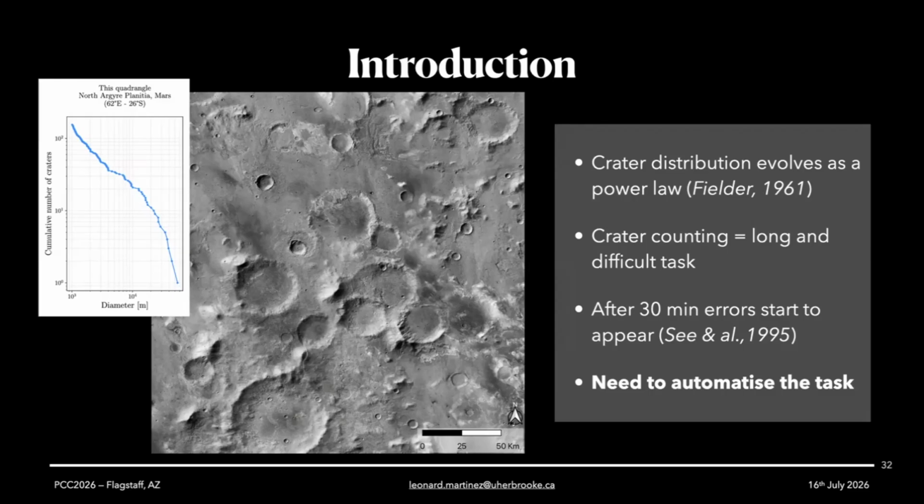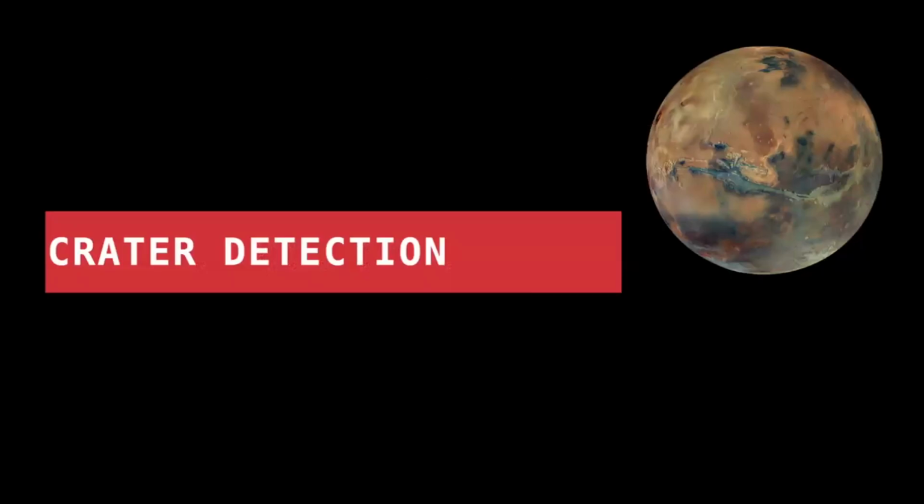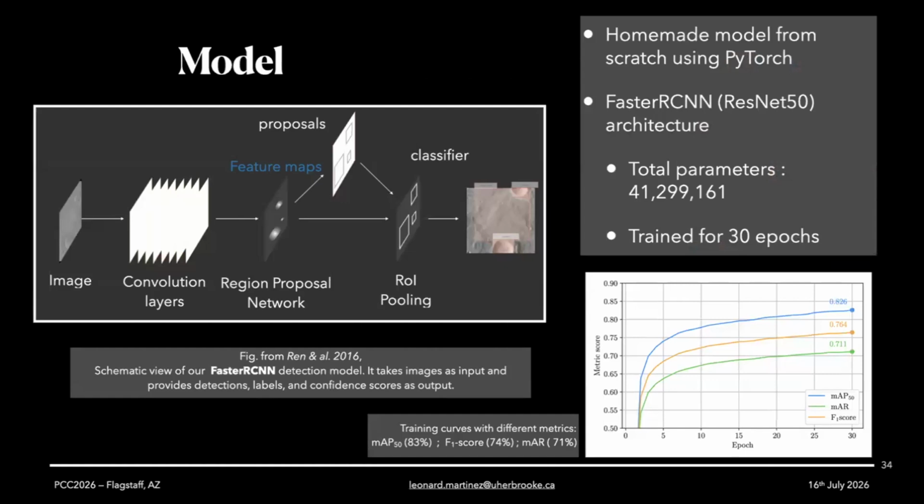So that's why we wanted to automatize the task. For the crater detection, I will be very fast because I don't have much time. We use a homemade Faster R-CNN model that we made on PyTorch, and we trained it on 100,000 CTX images of the surface of Mars.